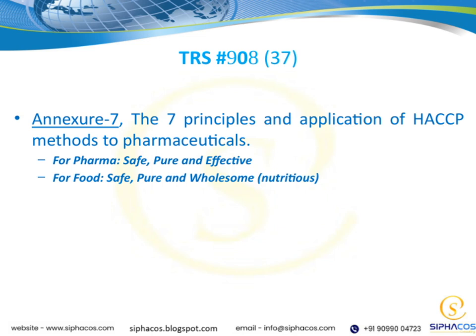These principles help us identify potential hazards at every stage of production, from raw materials to finished products, and establish critical control points to mitigate those risks. Switching gears briefly to food, the same principles aim for products that are safe, pure, and also wholesome or nutritious. This highlights the versatility of HACCP in different sectors. Remember, TRS 908, which is referenced here, provides detailed guidelines on applying these principles.